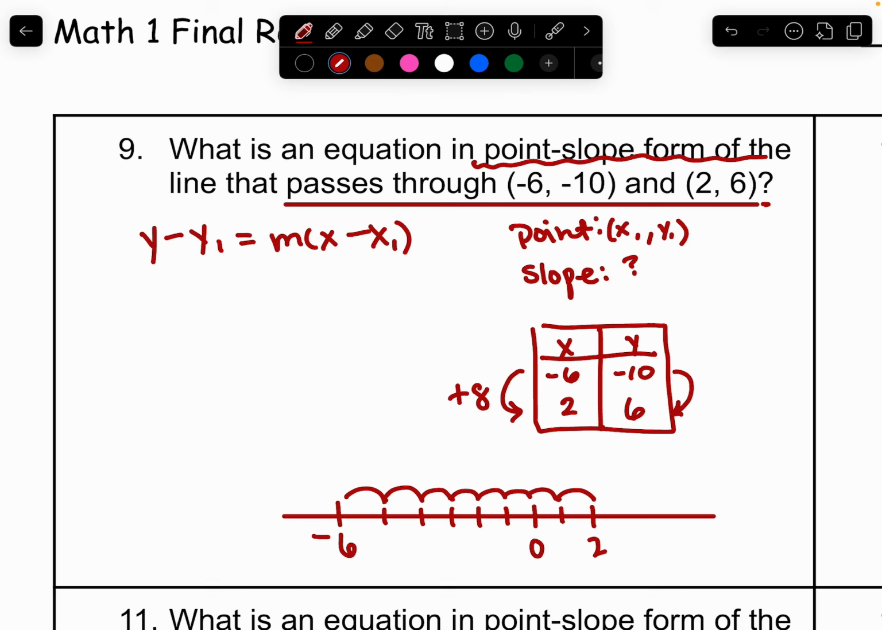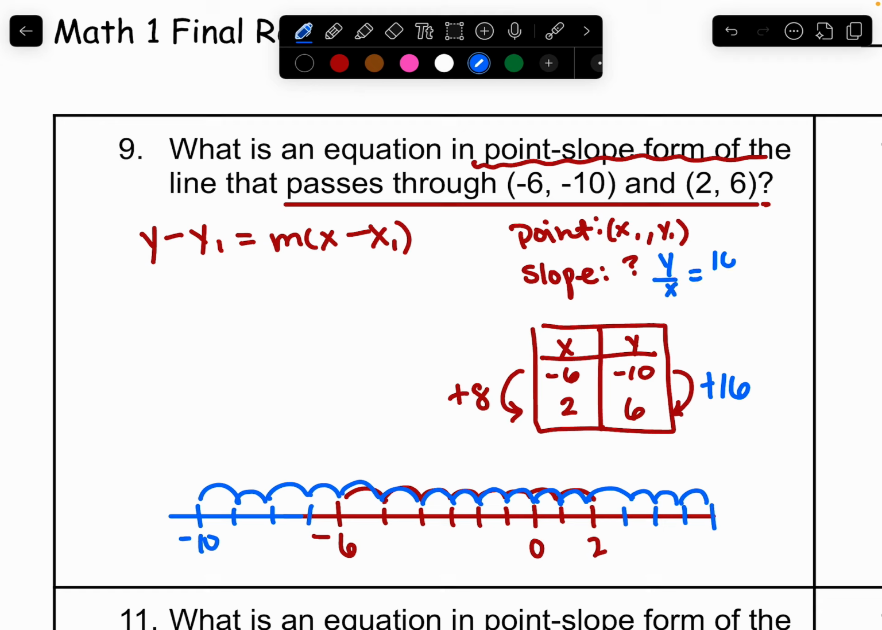How far away is -10 to +6? Let's use a different color. Let's do -10 here. -10, 9, 8, 7, 6, 5, 4, 3, 2, 1, then 1, 2, 3, 4, 5, 6 and so on up to 16. It's +16 because it's going from a negative to a positive. And remember, my slope is y over x. So that's 16 over 8, which is 2. So my slope is 2.